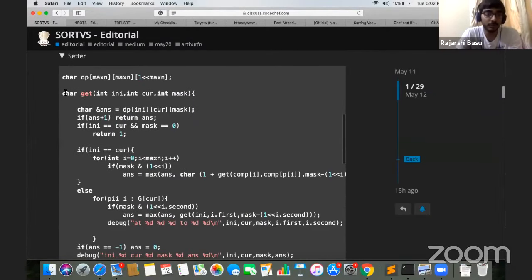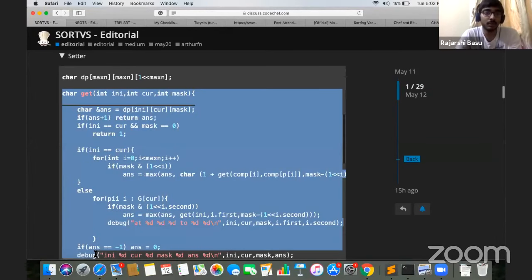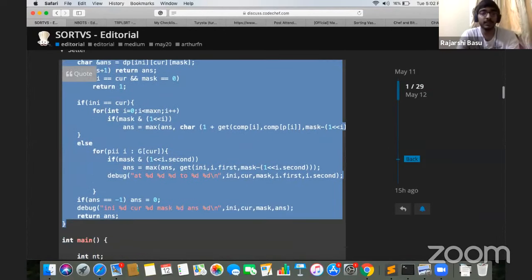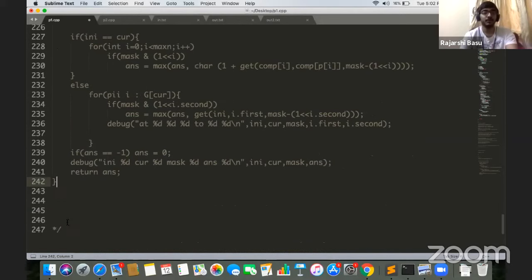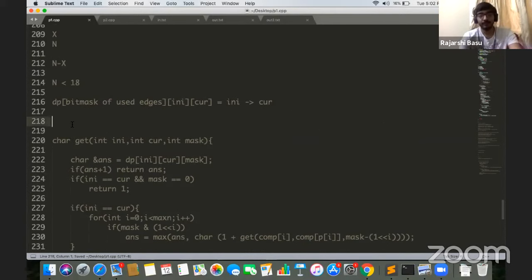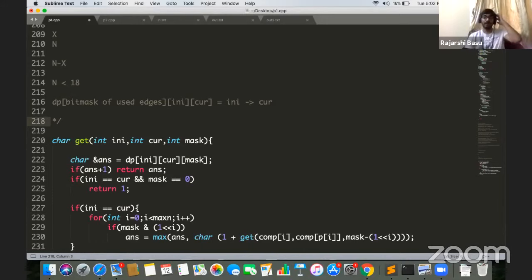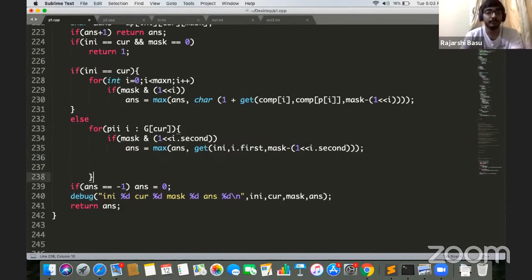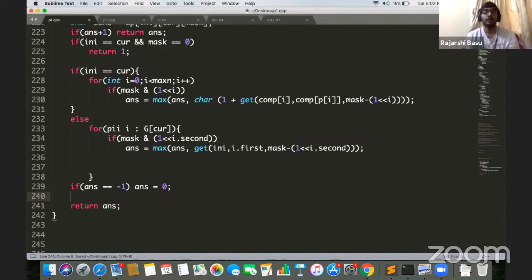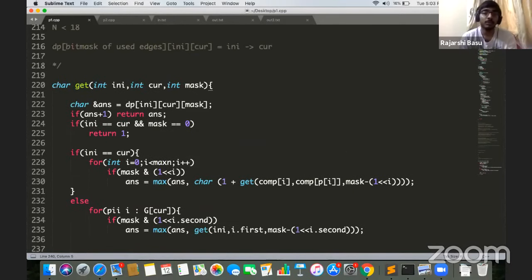Just this portion. There is nothing fancy about using a char data type here. You can just use int as well, I guess. This is a top-down approach, not a bottom-up approach. What we effectively do here is we have some mask. Mask is effectively the subset of edges that we are currently using.